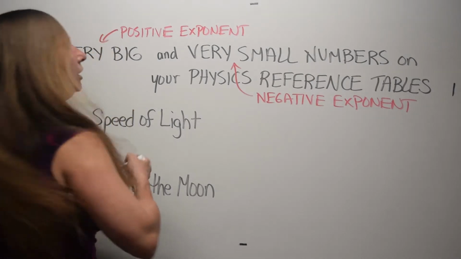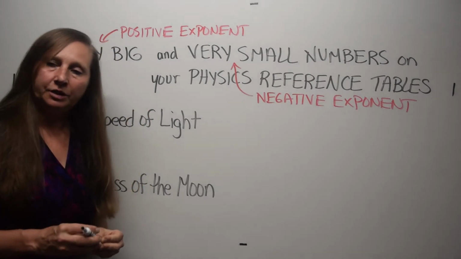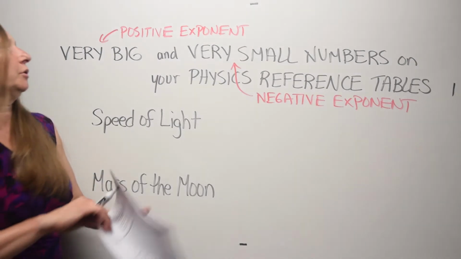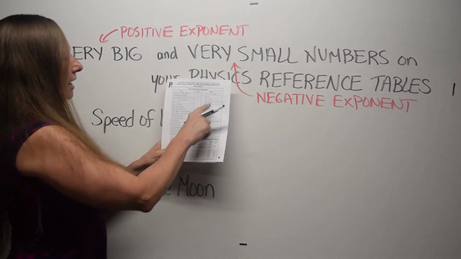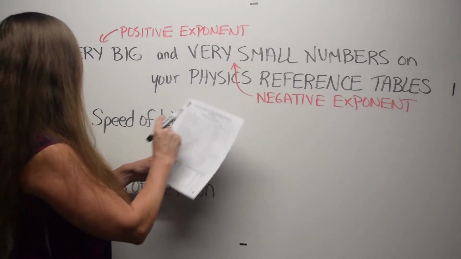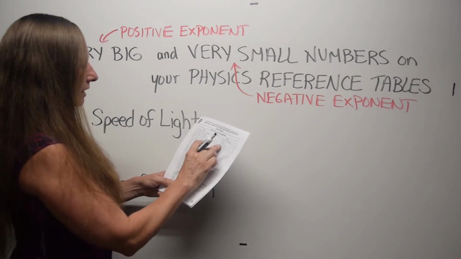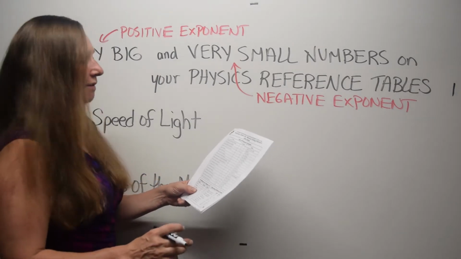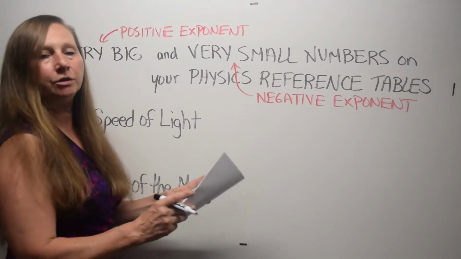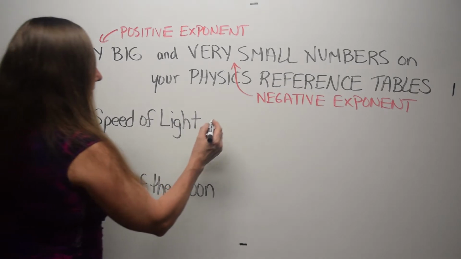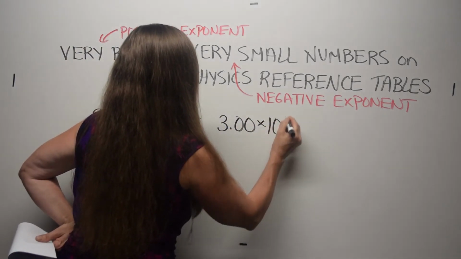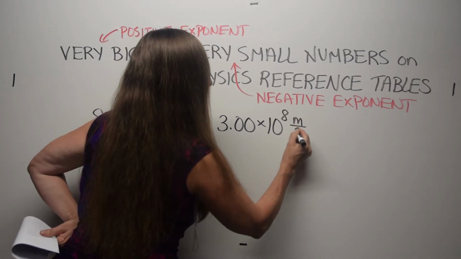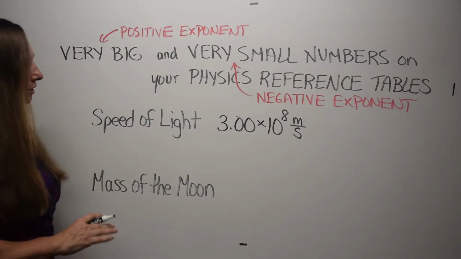All right, so we look on the front page of the reference tables, and all of these numbers have names. The name is on the left side, and the number is on the right side. The speed of light is a big number. The speed of light in a vacuum is 3.00 times 10 to the 8th, and the unit is meters per second. Don't forget to put the unit.